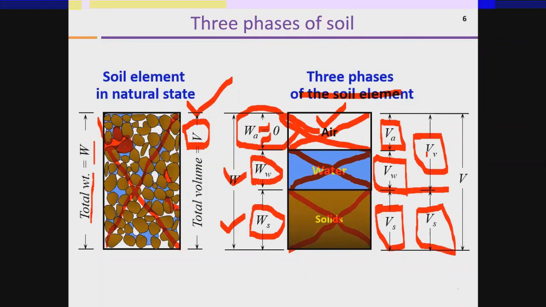Now keeping in view these volumes and these weights, we will derive some relationships which will be known as weight and volume relationships.